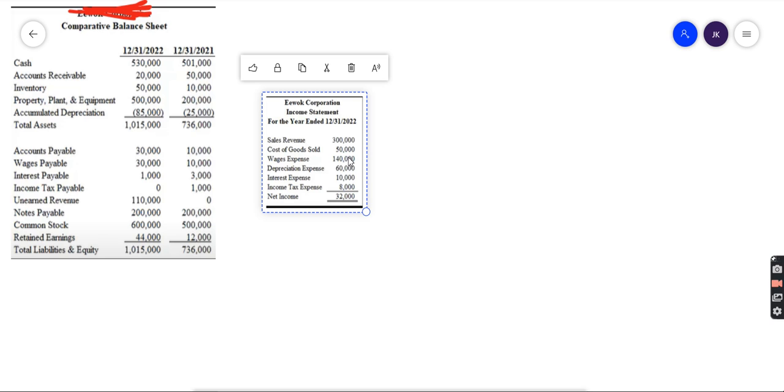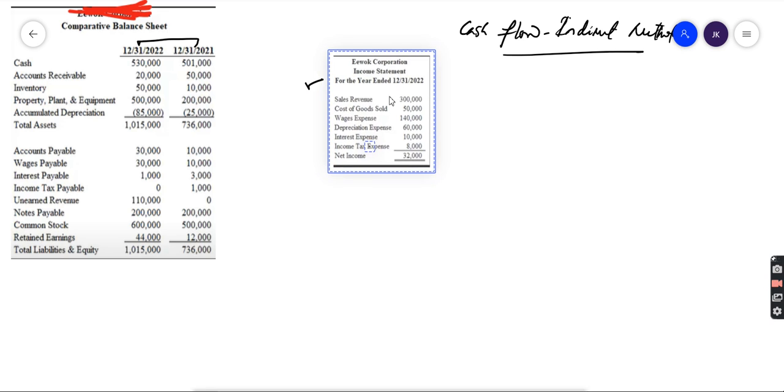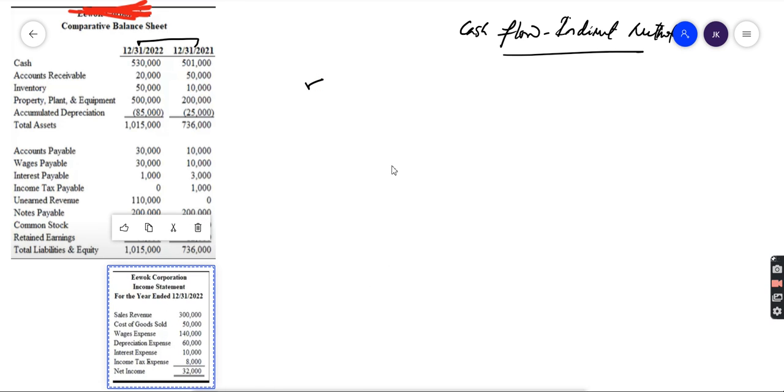So we have to do the cash flow, the cash flow indirect method. Okay, so we have all the ingredients to make the cash flow indirect method. What do we need? We need to have an income statement. We have to have a comparative balance sheet. Okay, that's what we need to have. Okay, so we have that. All right, so now we have 3 sessions.